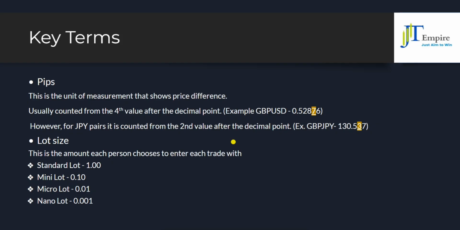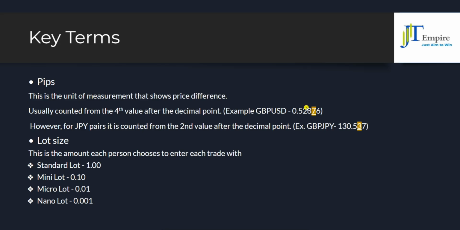Pips. This is the unit of measure that shows price difference. Or you could say it's the difference between one price and another, or the smallest incremental movement that shows price difference. Whichever one you want to call it. This is usually counted from the fourth value after the decimal point. Example, for GBP USD, we have 0.528776. The 7 is where we start counting, which is the fourth value after the decimal point.